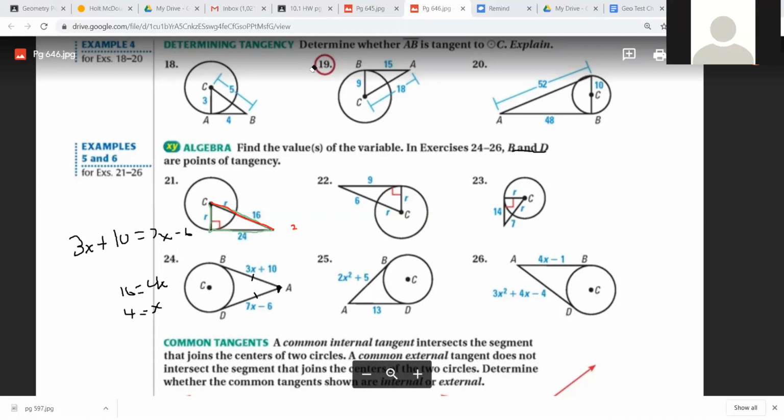Mr. Tobal, for 25, do you put them equal to each other? Yeah. 25 and 26, because they both go to the same point, you can set them equal to each other.